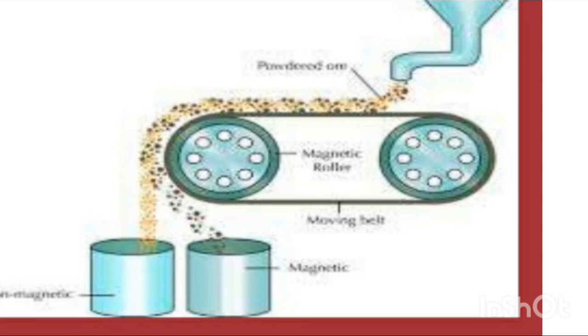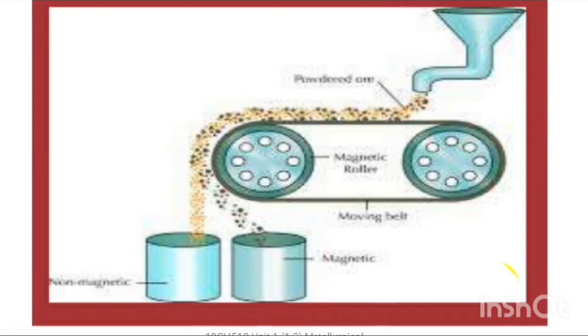Again, the right side wheel does not have magnetic behavior, but the left side wheel is a magnetic roller, and a moving belt is connected between the two wheels, moving from right side to left side as depicted in the picture. Above the belt, the powdered ore is poured through a big funnel onto the moving belt.